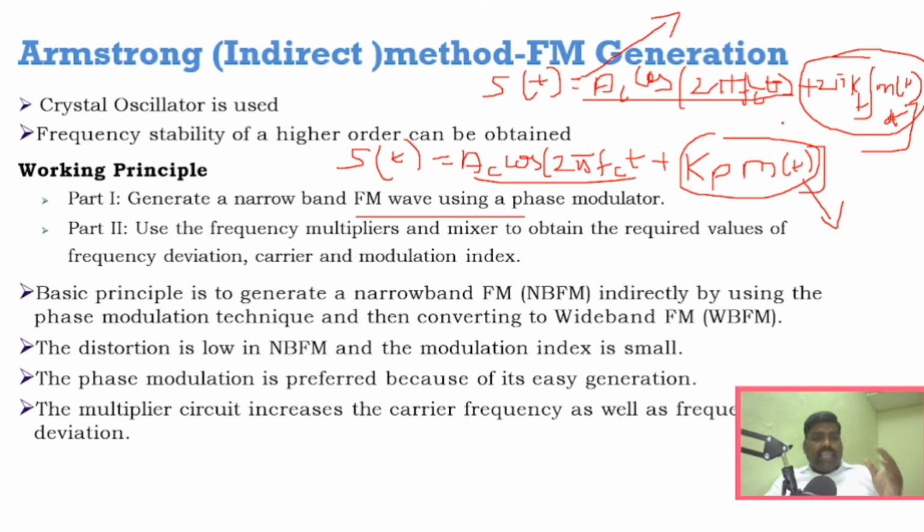And the distortion is low in NBFM, and the modulation index is also low. And phase modulation is preferred here for easy generation, right? And you already know what is the multiplier circuit, where it multiplies the carrier frequency according to the desired level and also the frequency deviation. Now we'll see the working of it.